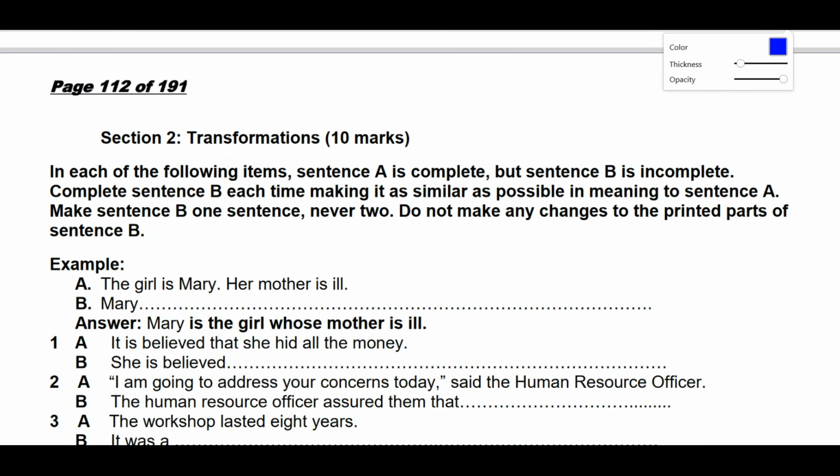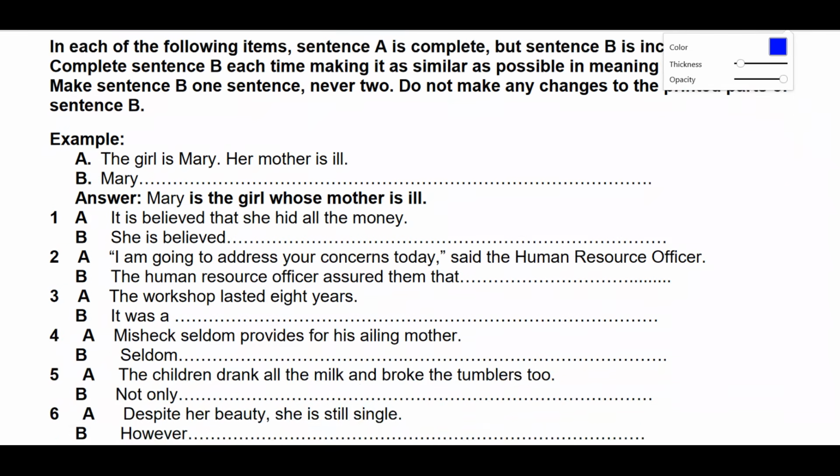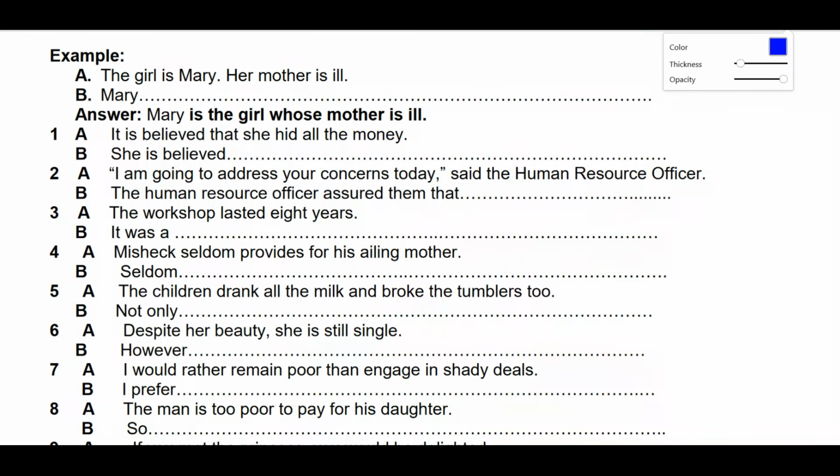So we move on to section 2, transformation, 10 marks. In each of the following items, sentence A is complete but sentence B is incomplete. Complete sentence B each time, making it as similar as possible in meaning to sentence A. Make sentence B one sentence, never two. Do not make any changes to the printed parts of sentence B. So we have the transformations, commonly known as the rewrites. The girl is Mary, her mother is ill. Begin: Mary is the girl whose mother is ill.